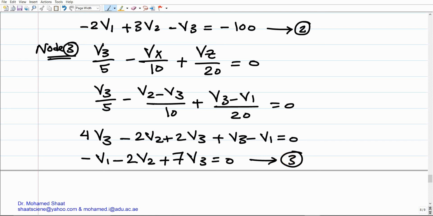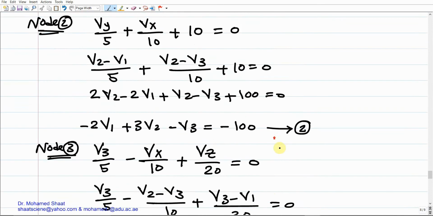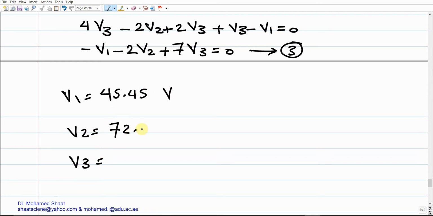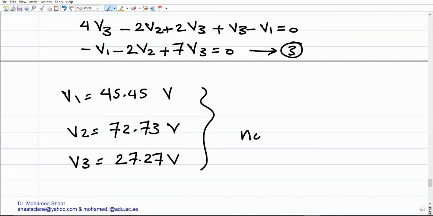So at the end, we're going to end up with three equations that you can simply use the calculator to solve. If you solve these three equations for V1 and V2 and V3, we're going to end up that V1 will be 45.45 volts and the V2 will be 72.73 volts, and we're going to find the 27.27 volts for the V3. So these are the node volts.